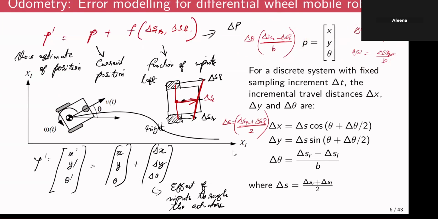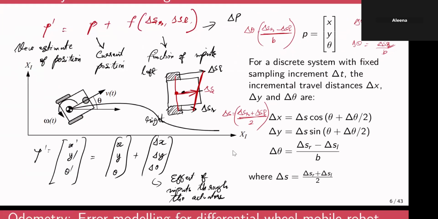So once you have obtained expressions for delta S and delta theta, now we can get the expressions for delta X, delta Y, and delta theta. Incremental change in X position, incremental change in Y position, and incremental change in theta. So delta X is defined as delta S multiplied by cos of theta plus delta theta by 2. Delta Y is delta S sine of theta plus delta theta by 2. And delta theta is, as we have seen here, delta SR minus delta SL by B.